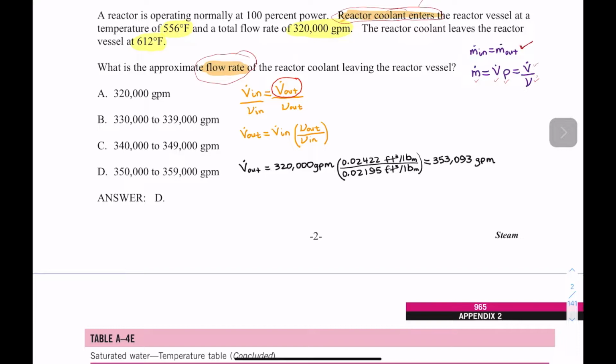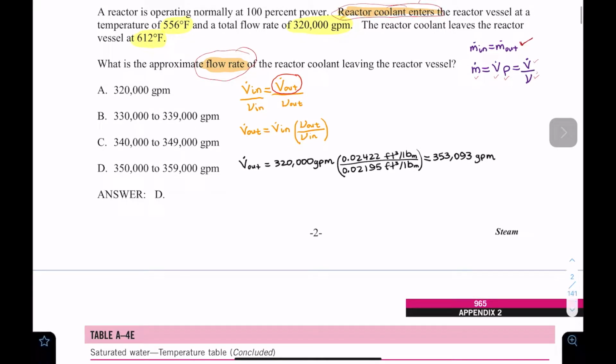So for my specific volume at 556 it is 0.02195, and at 612 it is 0.02422. And I'm getting a volumetric flow rate of 353,000 gallons per minute. So I just looked that up here. And this is my answer, delta. That's how we do this one.